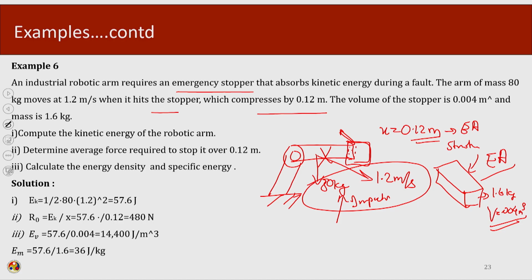The kinetic energy of the robotic arm is given by half mv square. So mass is 80 kgs, velocity was 1.2 meter per second, and the total energy comes out to be 57.6 joules. So this is the demand imposed by the system.